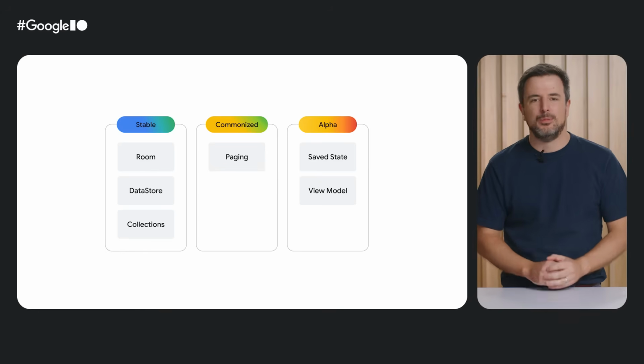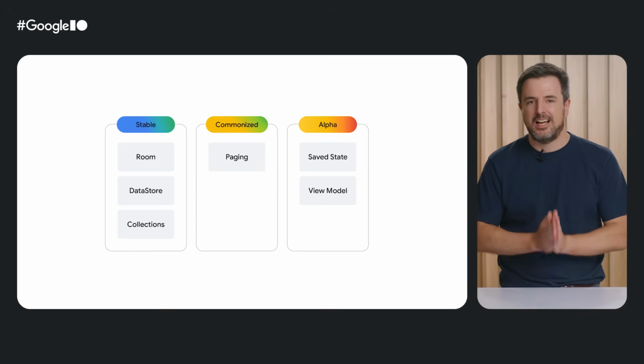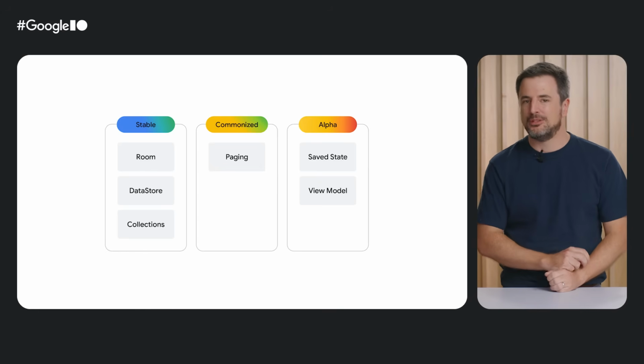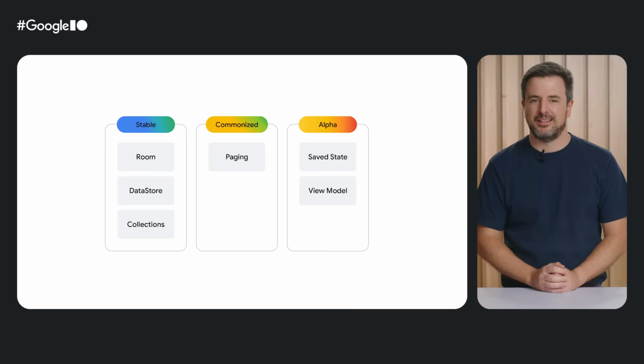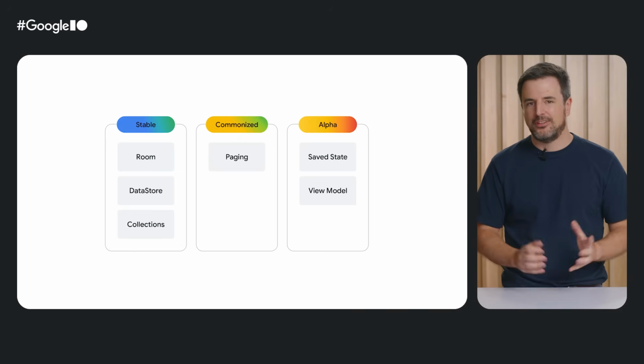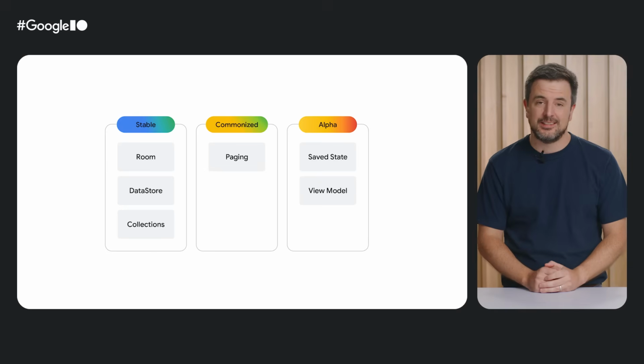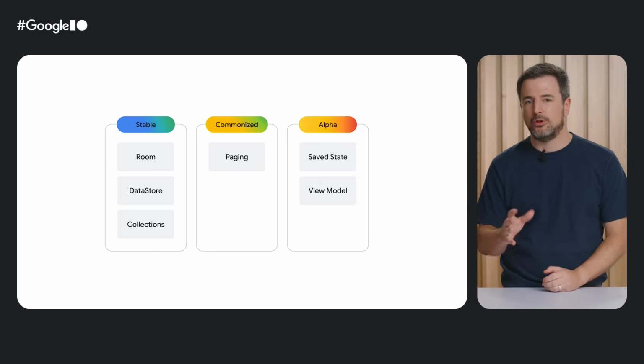With that, we've been moving slow and steady, adding support for KMP to multiple Jetpack libraries where we think it makes sense. We first started with Room, Datastore, and Collections, which are now available in a stable release. We've also commonized paging, and we've released alpha versions of Save State and View Model.